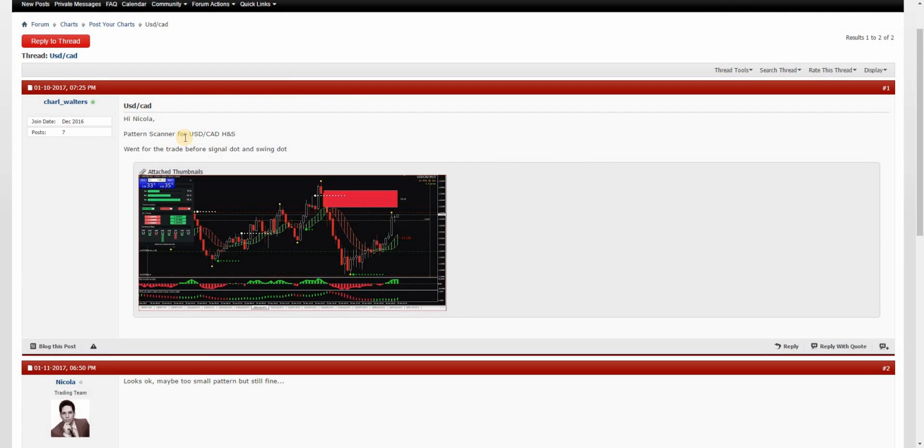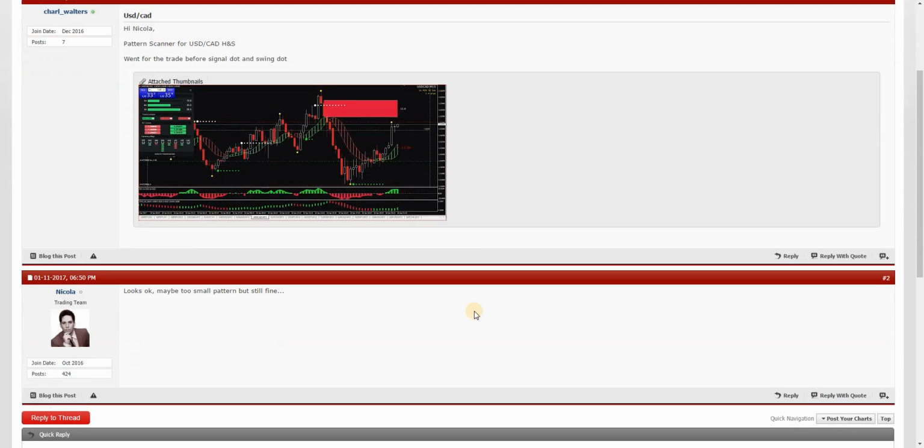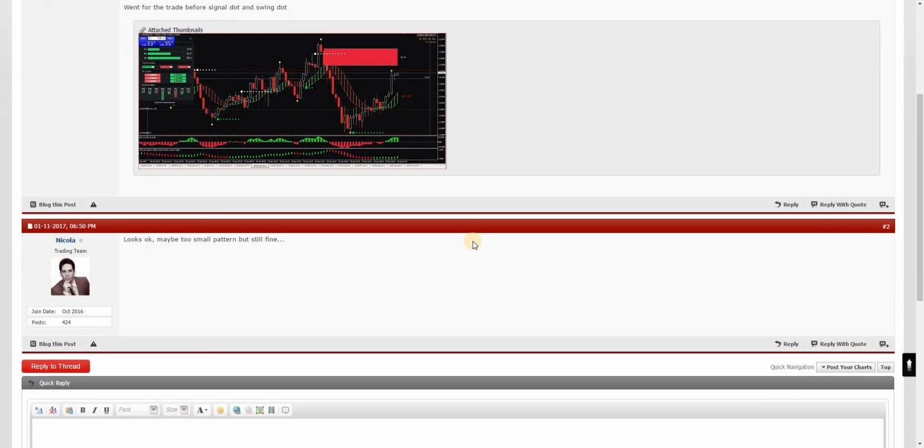All right, hi Nikola. Pattern scanner for USD CAD. Went for the trade before signal dot and swing dot. Looks okay, maybe too small pattern, but still fine.